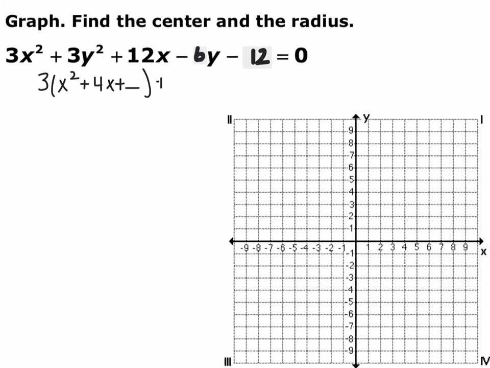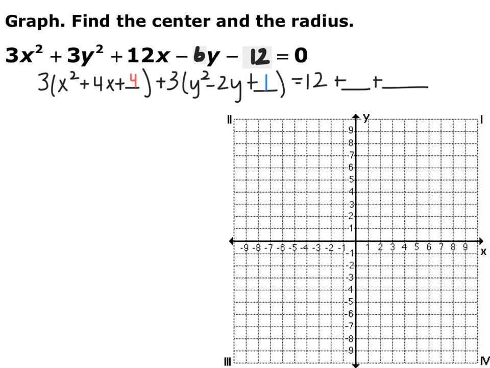I'm going to factor a 3 out of the y squared and also the -6y. So I get -2y. And then leave a space, and then I'm going to move the 12 to the other side. So now go ahead and pause the video and find the numbers that would go in here that help us complete the square.